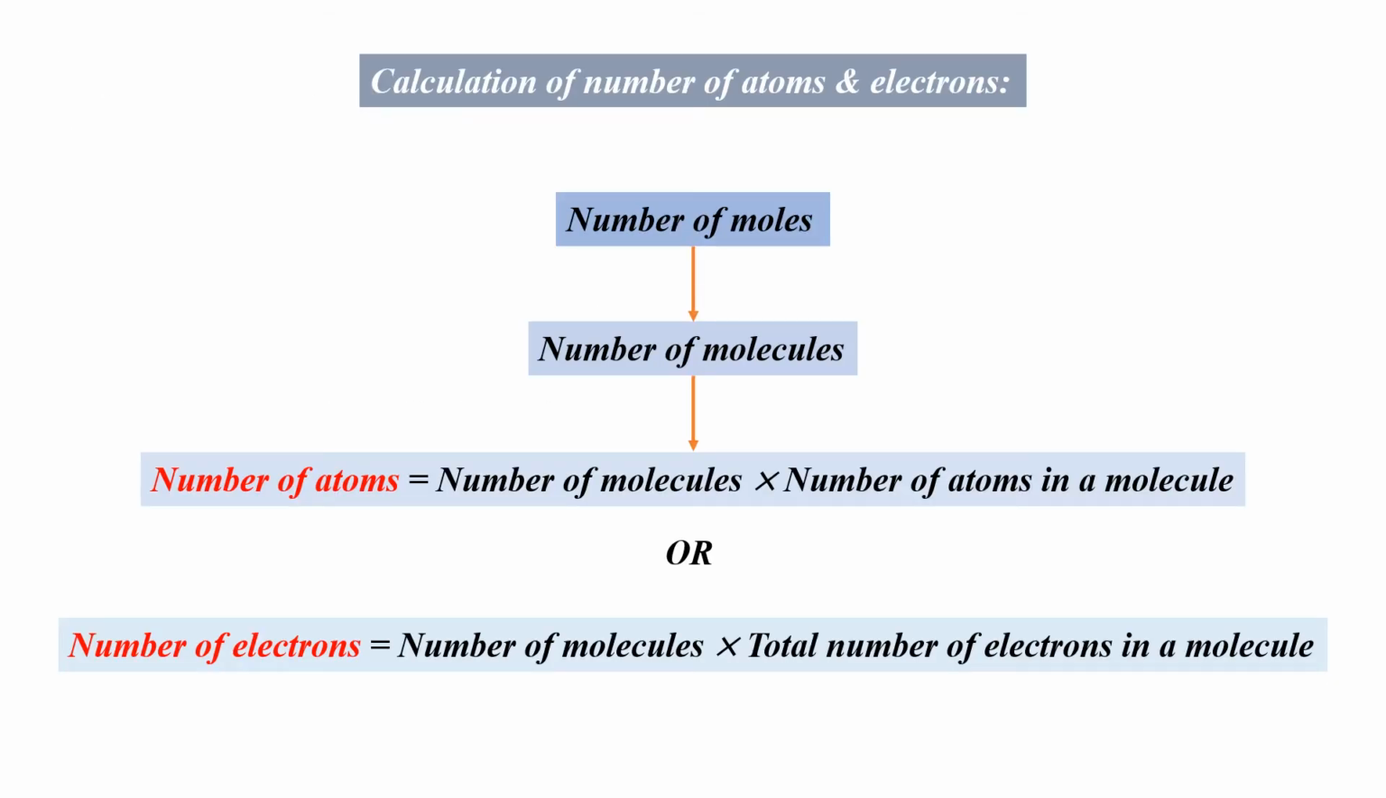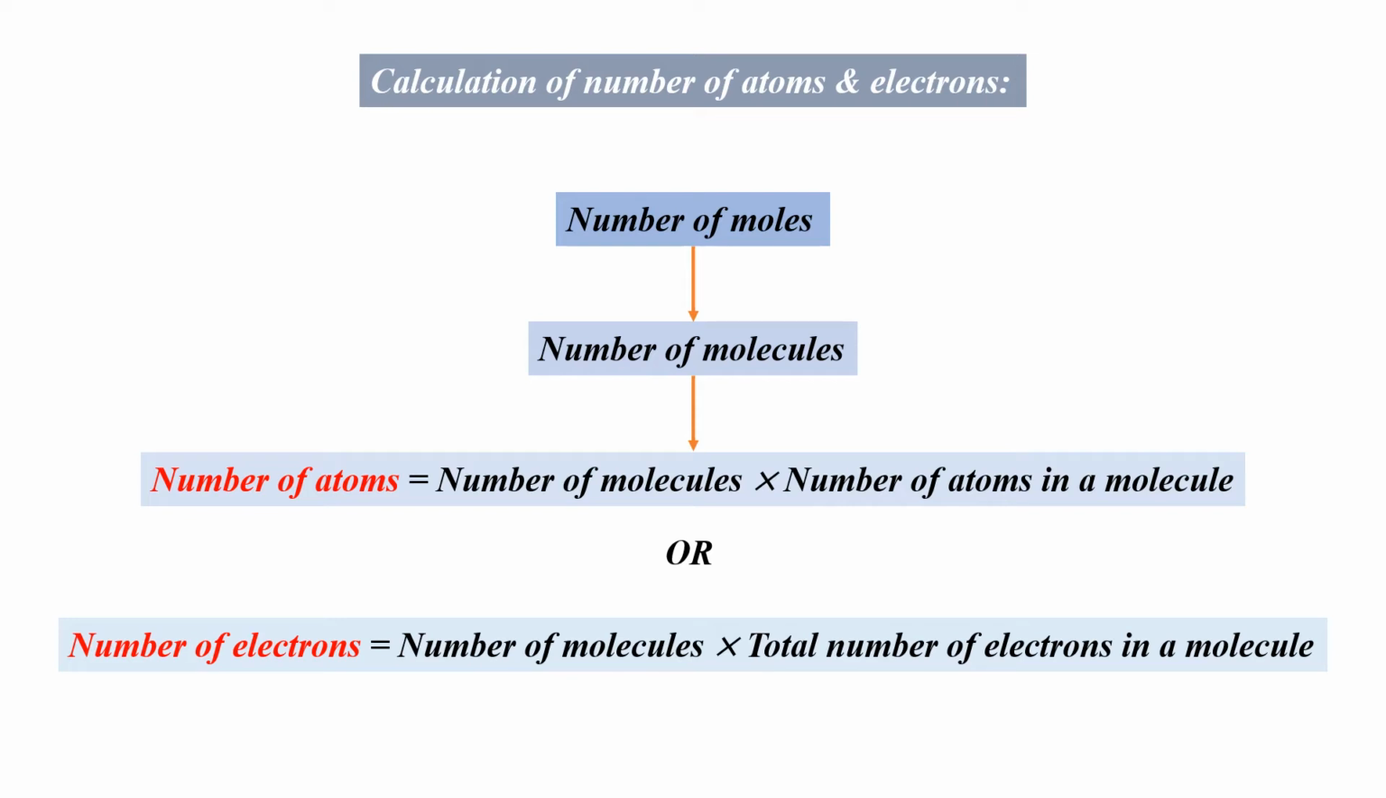In certain problems, you may be asked to find the number of atoms in a substance, or the number of electrons in a substance. If such questions are asked, you follow the scheme shown in working out those problems. For example, to calculate the number of atoms, you may first calculate the number of moles present in the substance. Then you find the number of molecules. After this step, you use the formula: number of atoms equals number of molecules times number of atoms in a molecule, to find the number of atoms in a substance.